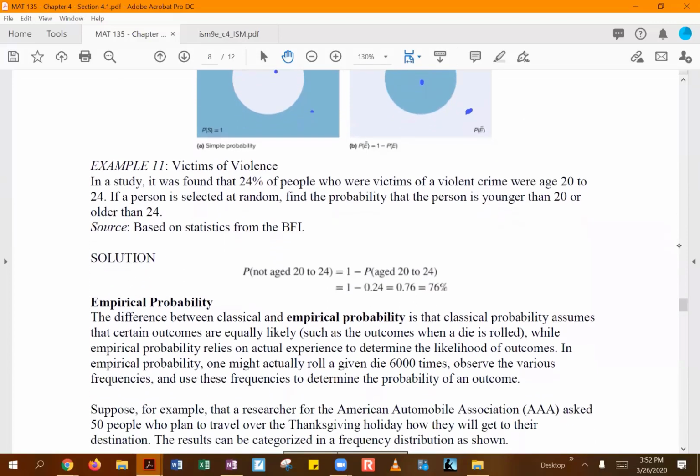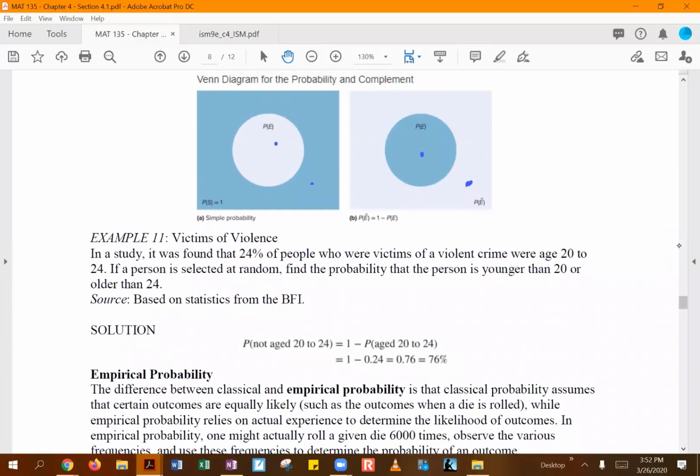So you can see this example here. They're saying in a study, it was found that 24% of people who were victims of a violent crime were aged 20 to 24. Okay, so basically 24% of the people who were victims of violent crimes fell between the ages of 20 and 24. If a person is selected at random, what is the probability that person is younger than 20 or older than 24? Again, this is using the idea of complementary events.